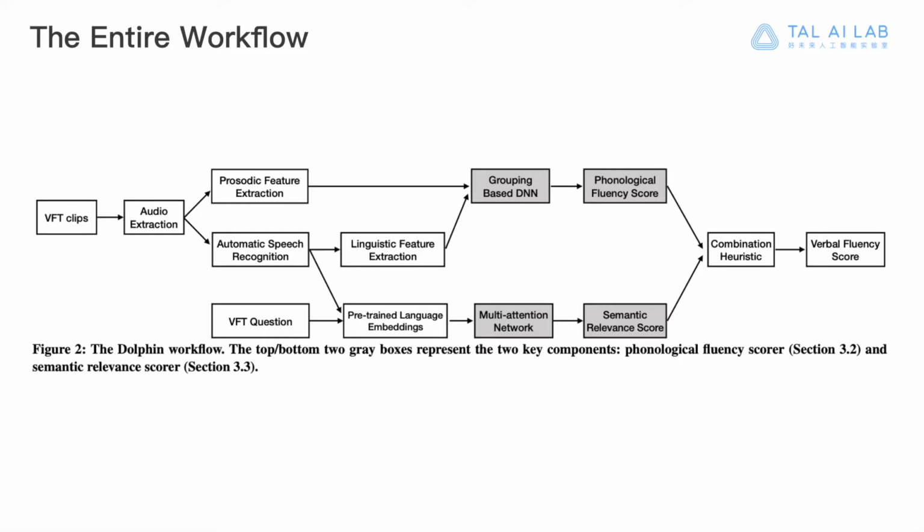In the bottom sub-workflow, we first obtain pre-trained embeddings of both question and ASR text. After that, we learn a multi-attention network based on transformers to compute semantic relevance scores. Finally, we use a combination heuristic to derive verbal fluency scores from phonological fluency and semantic relevance results.